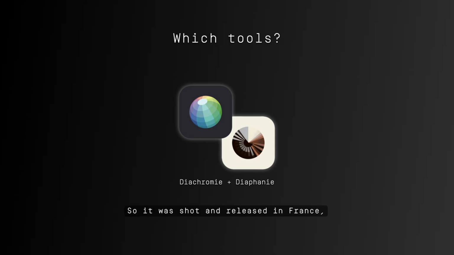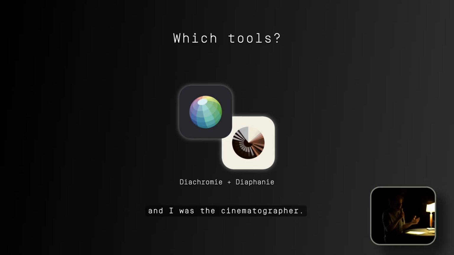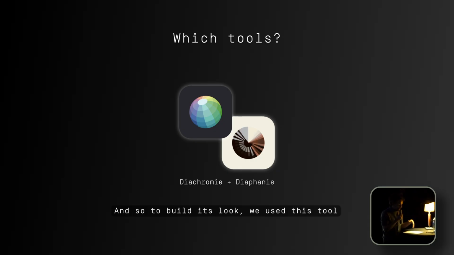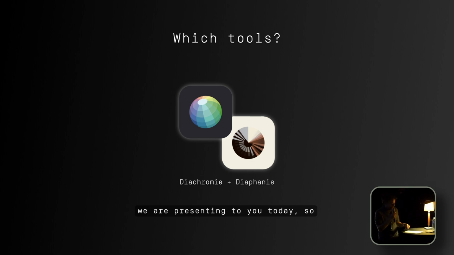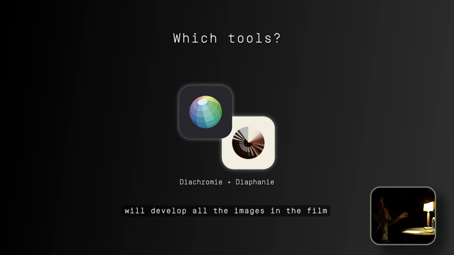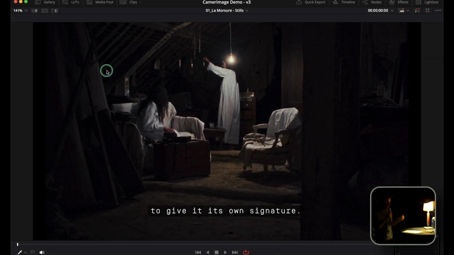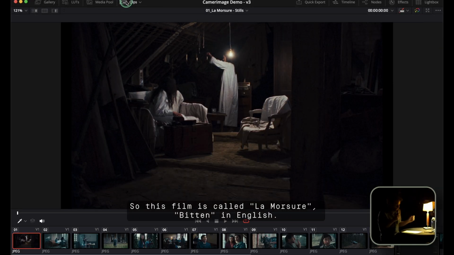So it was shot and released in France, and I was the cinematographer. And so to build its look, we used this tool we are presenting to you today. So Diachromie for color manipulation and Diaphanie for texture manipulation. So it enables you to build a robust mathematical model that will develop all the images in the film to give it its own signature. So this film is called La Morsure, Beaten in English.